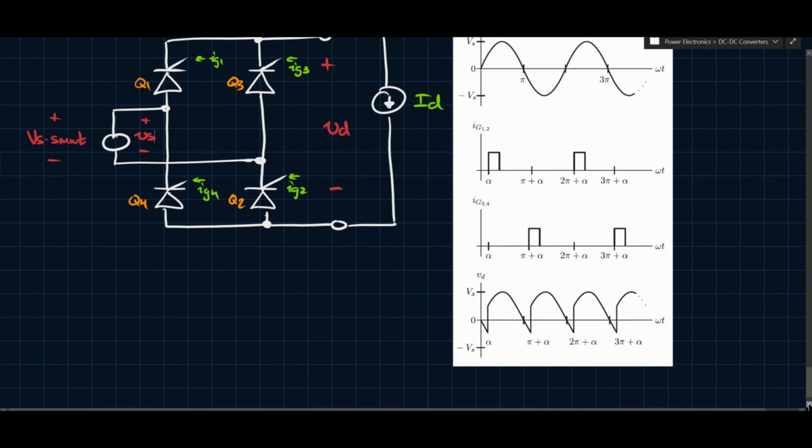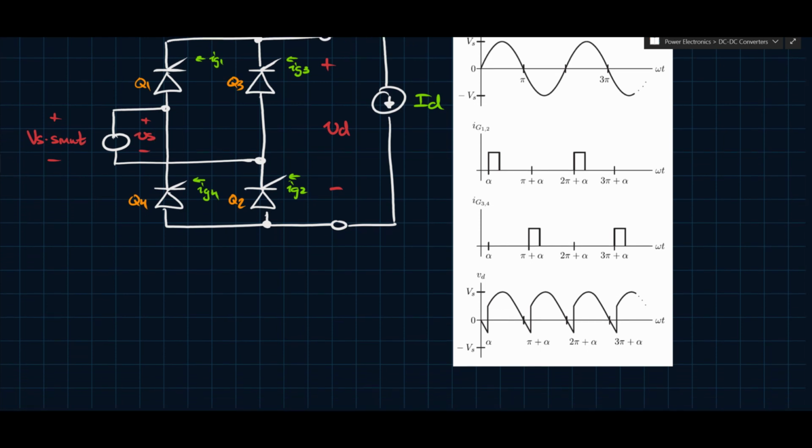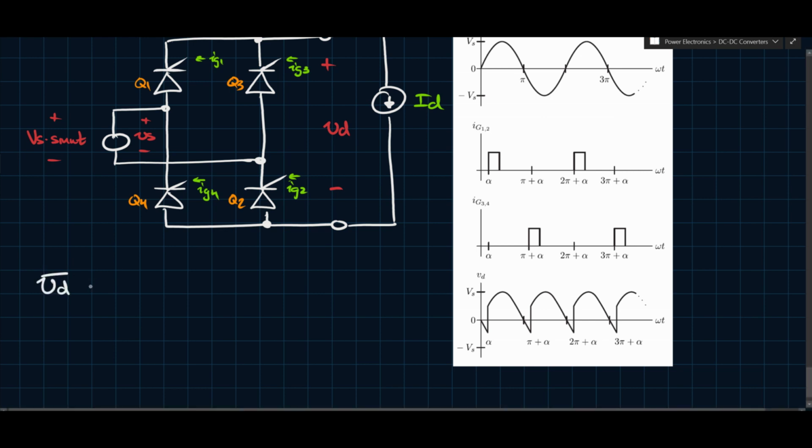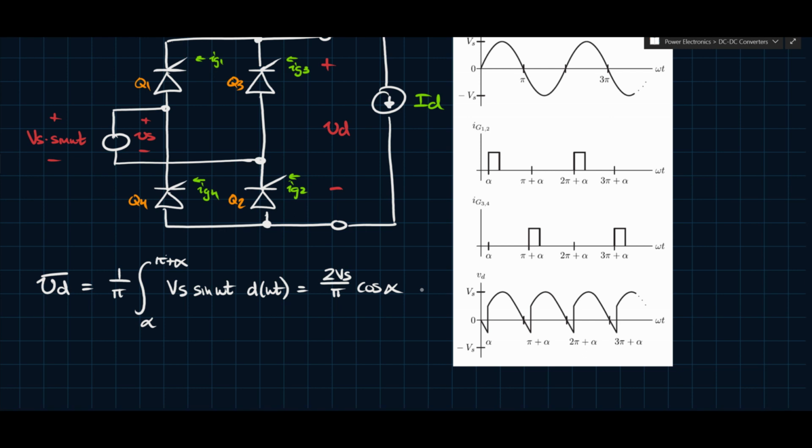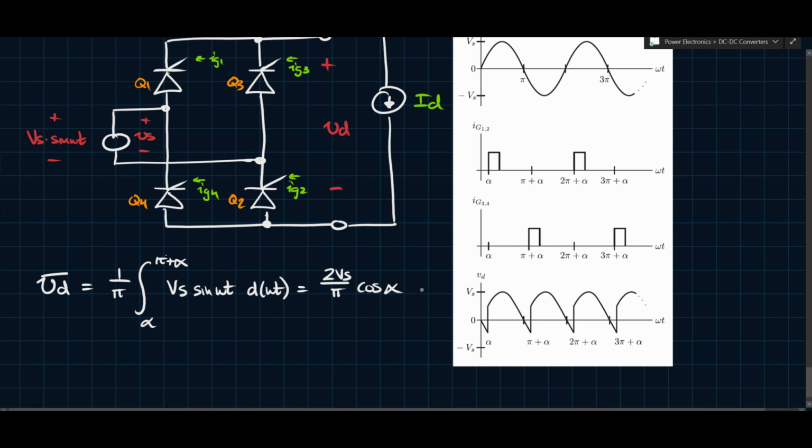What we can do now is write the average voltage, because that's what we're interested in. We can write it based on the function we see here in front of us. So VD average will equal 1 over pi, because this is periodic with pi, integrated from alpha to pi plus alpha, because every time after that it'll just be the same waveform again. So this will be Vs sine omega t d omega t, and if you solve this you'll get 2 Vs over pi cos alpha. So this is the output voltage, and it varies with alpha.